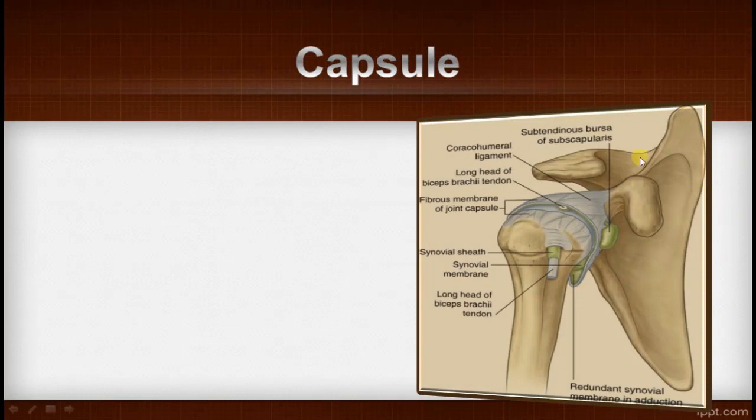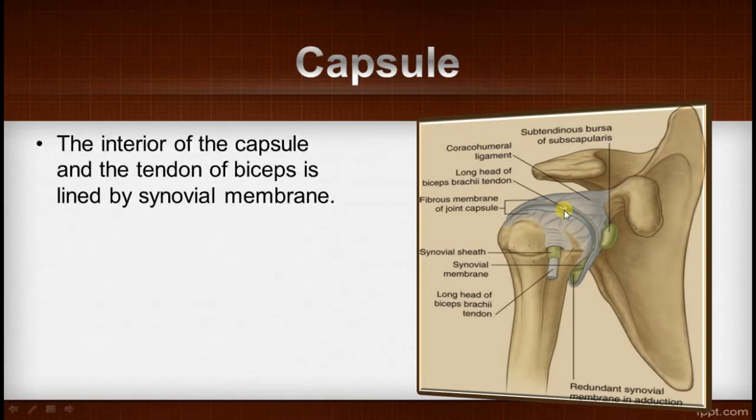So medially it is attached to the margins of the glenoid fossa external to the glenoid labrum. So the glenoid labrum is inside the capsule, or intracapsular. And one more thing you can see here: since the supraglenoid tubercle is inside the capsule, the long head of biceps is present inside the joint cavity. Whereas the long head of triceps is not, so only the biceps is present inside the joint cavity.